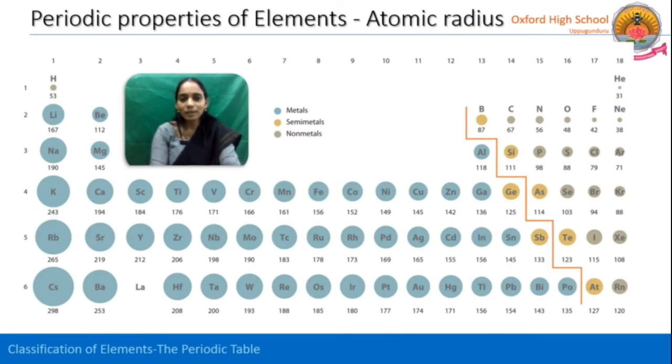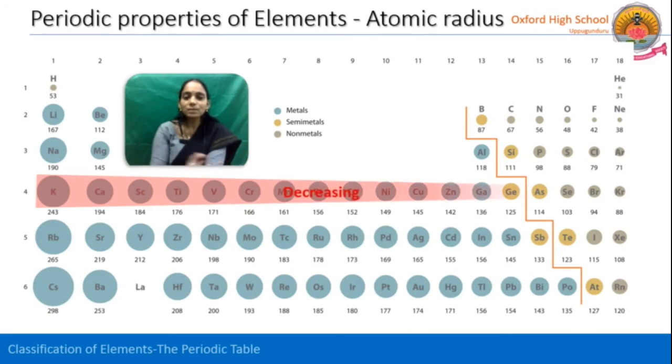So we can conclude that in a group, the atomic radius from top to bottom is increasing, whereas in a period the atomic radius from left to right is decreasing, because in a period the number of shells remains the same and the nuclear force of attraction increases. The positive charge of the nucleus attracts the outer shell towards it. As a result, the atom shrinks in size, so the atomic radius is decreasing.